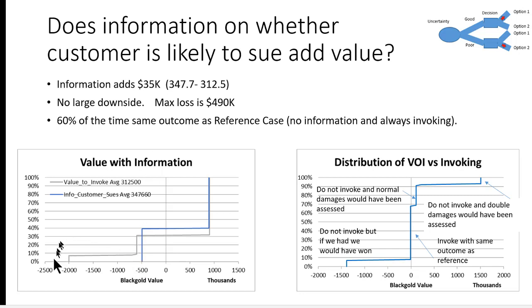There's no large downside. You can see here we've lost this downside because we know when the customer is going to sue or not. 60% of the time, we have the same outcome as the reference case. That's over here. That's 60%. And that 60% is also represented over here. We have the same outcome when we look at the distribution of the value of information. Then we can talk about these two tails here. This tail here is we do not invoke, and double damages would have been assessed. And over here, we do not invoke, but if we had, we would have won.